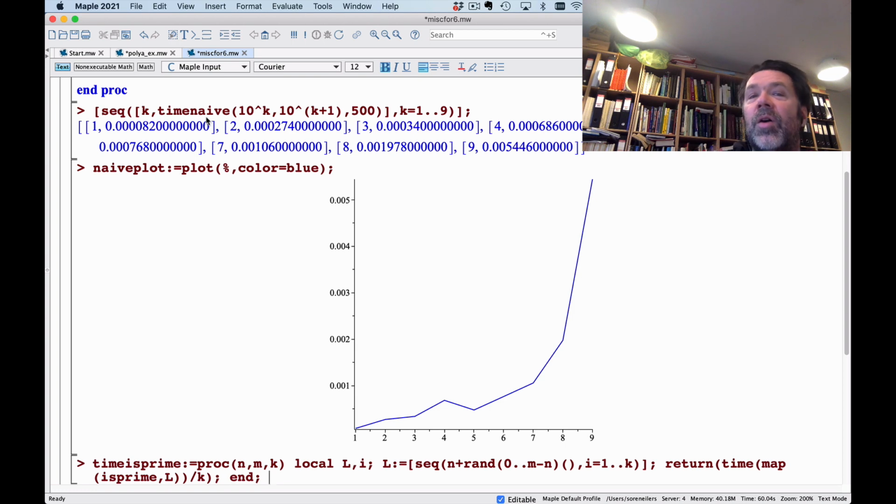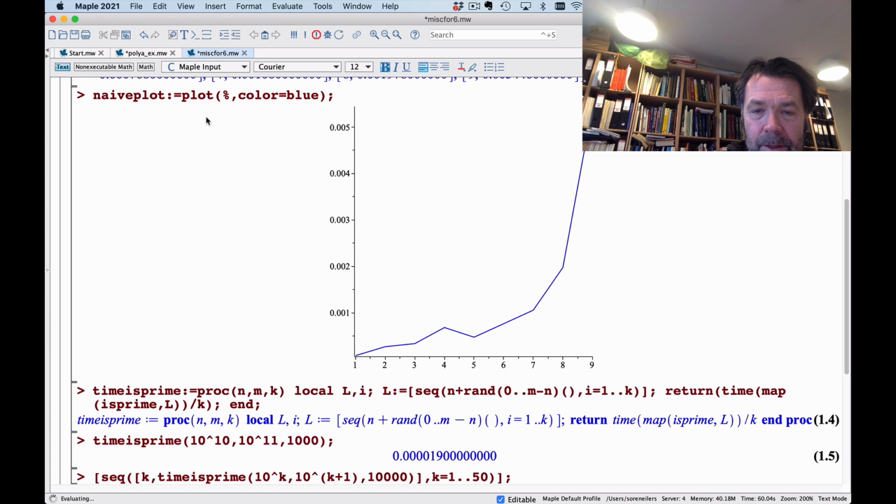Right? So what takes a long time is a situation where you do have a prime and you have to go all the way up to the square root, or if you're unlucky and the number is composite, but with 2 numbers that are very close to the square root. So let me just set this running because I know it takes a little bit of time.